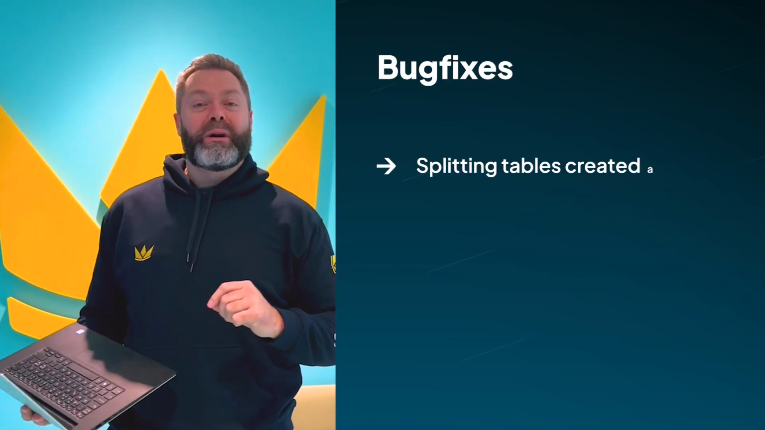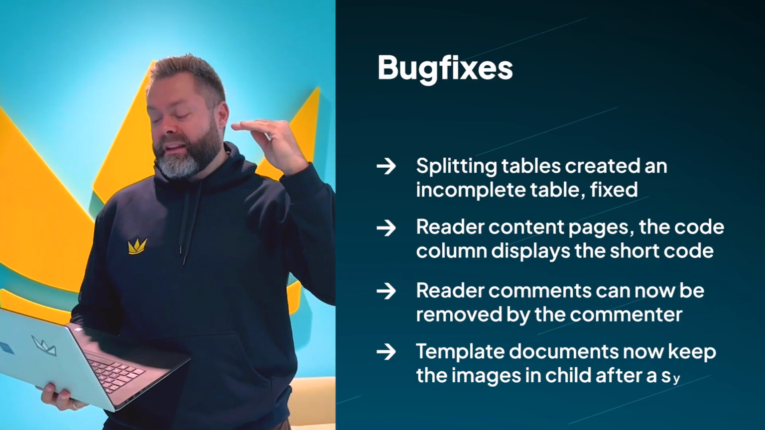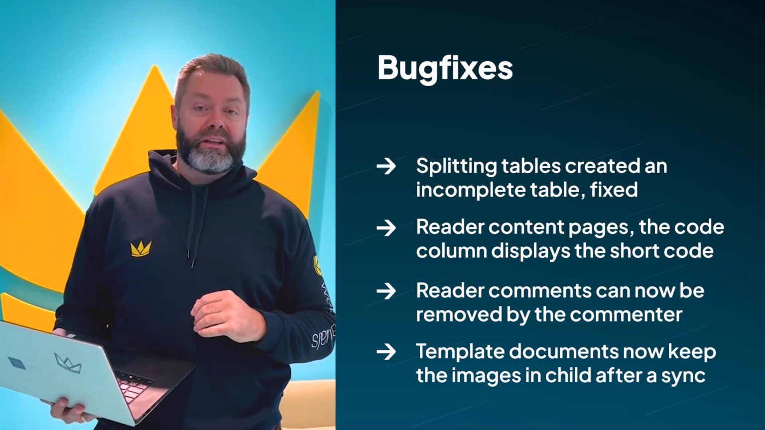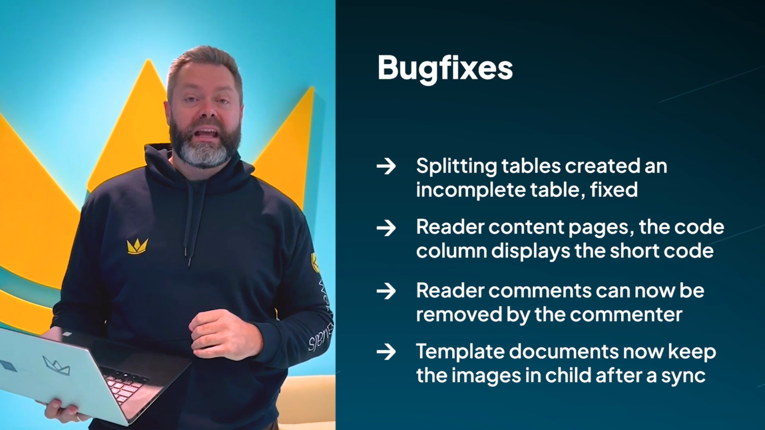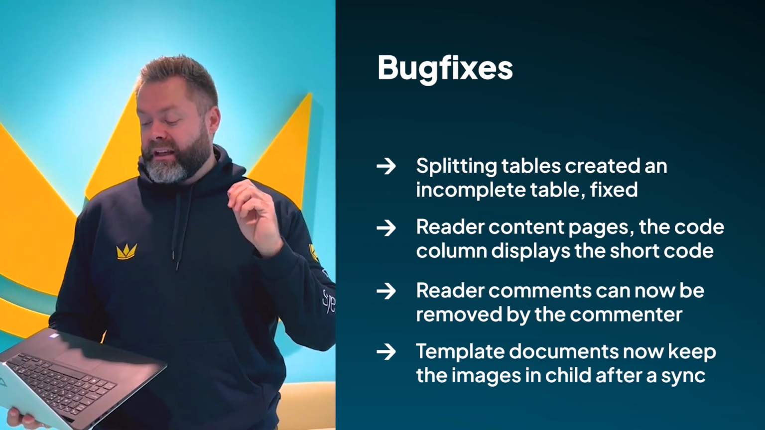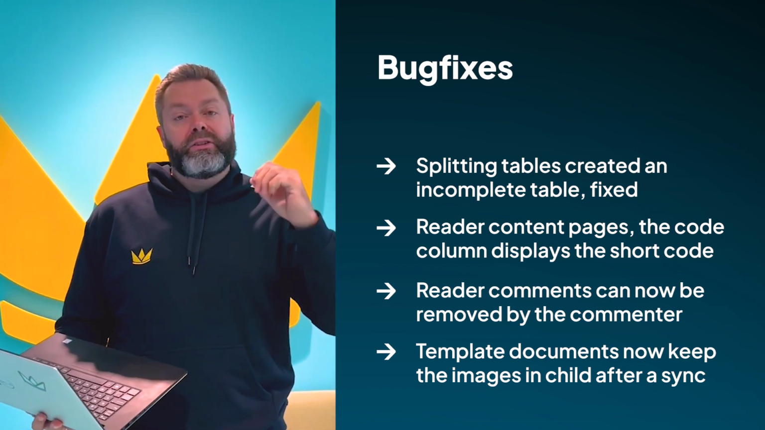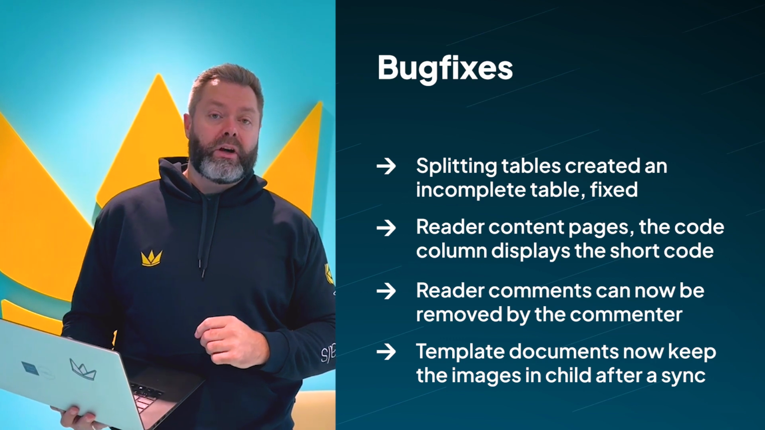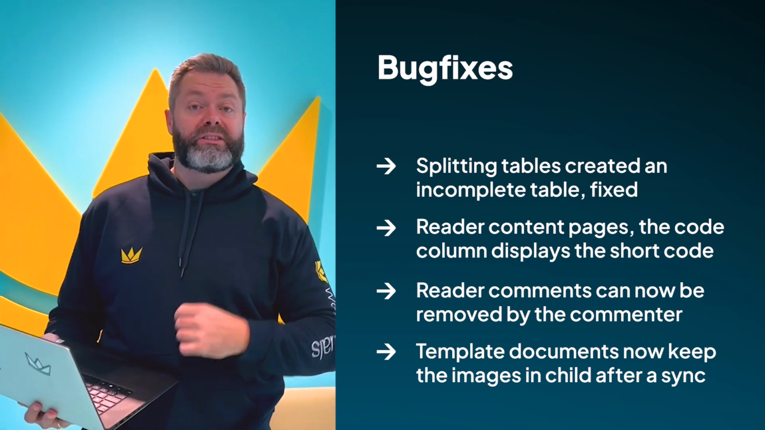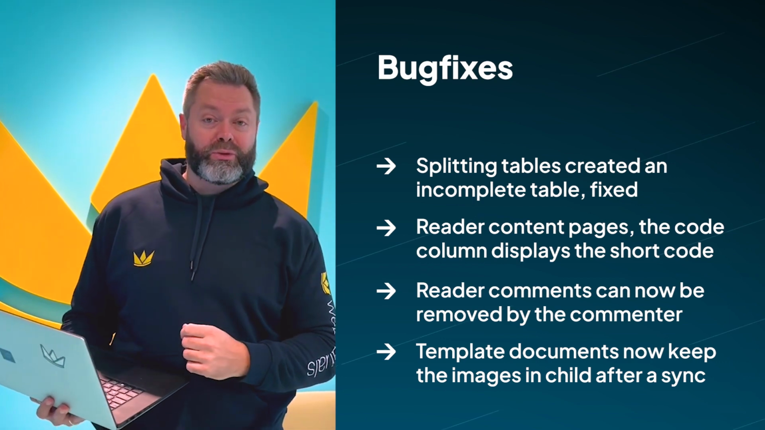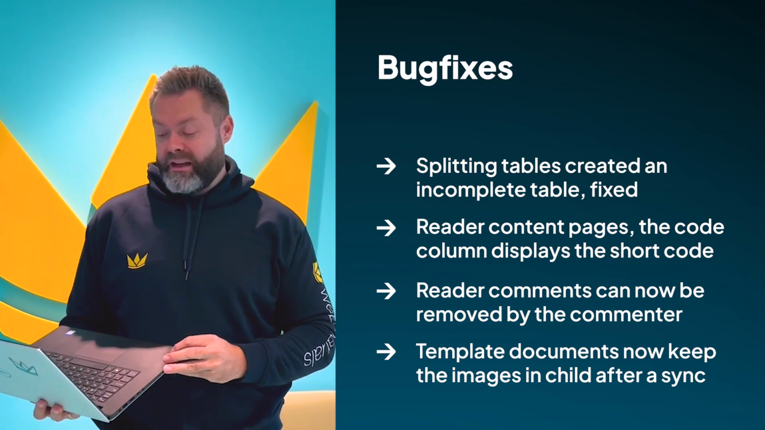So first off, when you're splitting a table, the next table used to be incomplete. Now, when splitting a table, it's actually going to be properly split and tables are going to be pretty. You'll have two tables. And in the reader content pages, you could choose to have a shortcode column, but that column would actually not show up, or it wouldn't have any content in it. So now the shortcode column will actually contain the shortcodes of the documents as advertised.